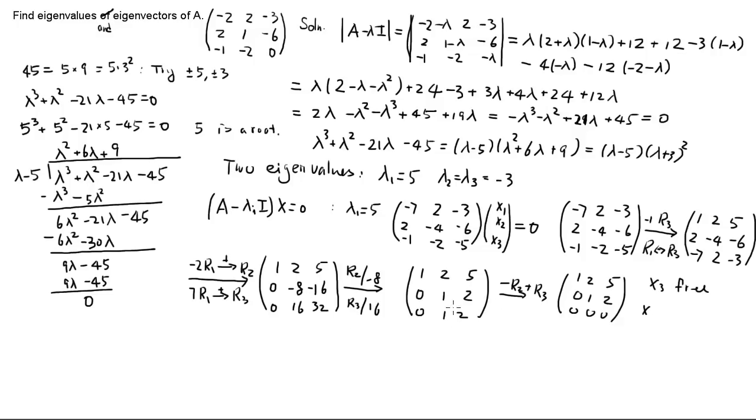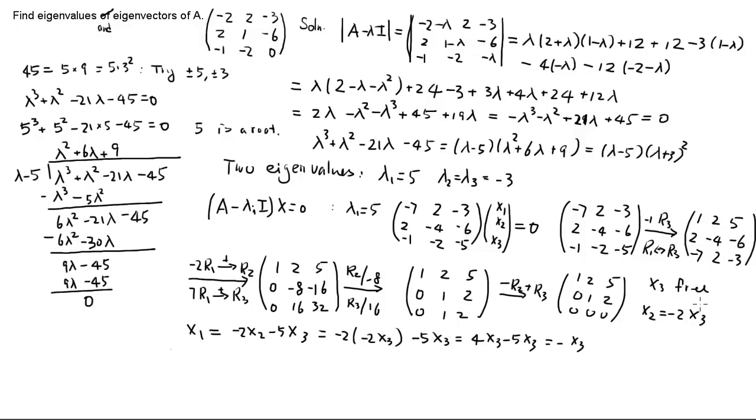So x2 is going to be negative 2x3, because this equation is x2 plus 2x3 is equal to 0. And x1 over here, let me move over here a little bit. So x1 is going to be equal to negative 2x2 minus 5x3. And so this is going to be negative 2 times negative 2x3 by back substitution, and minus 5x3. So that's 4x3 and minus 5x3. And then we have negative x3.